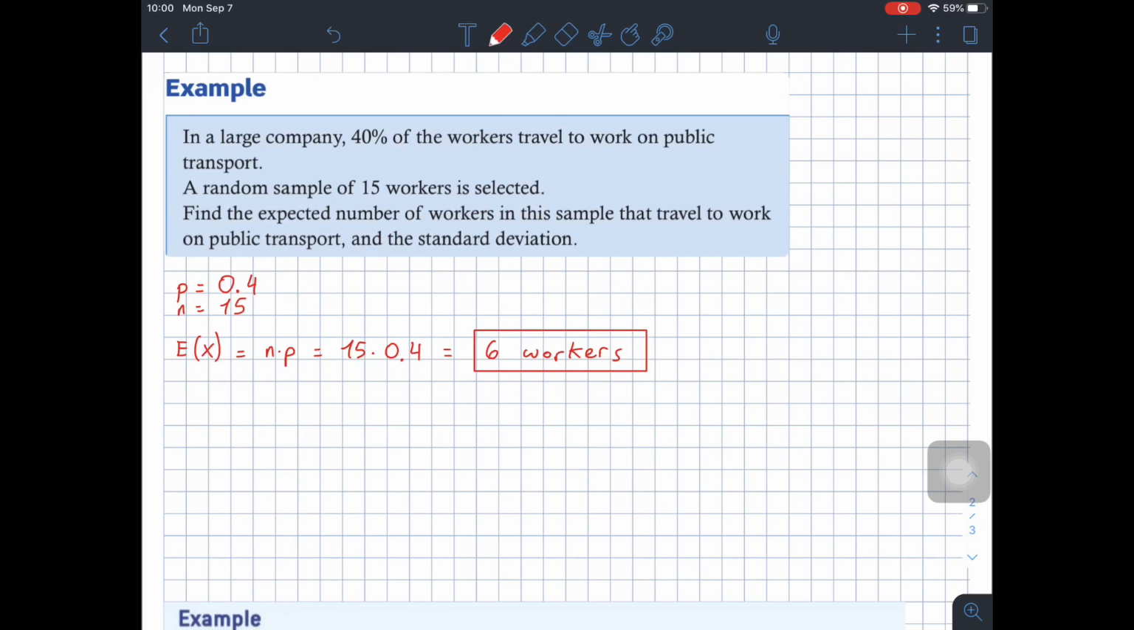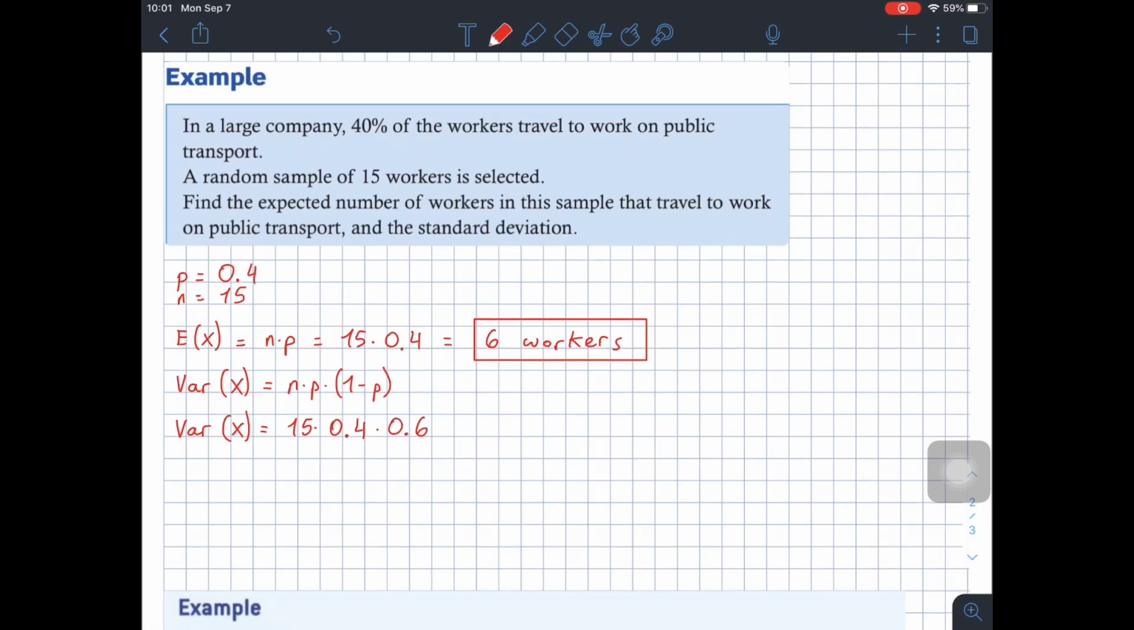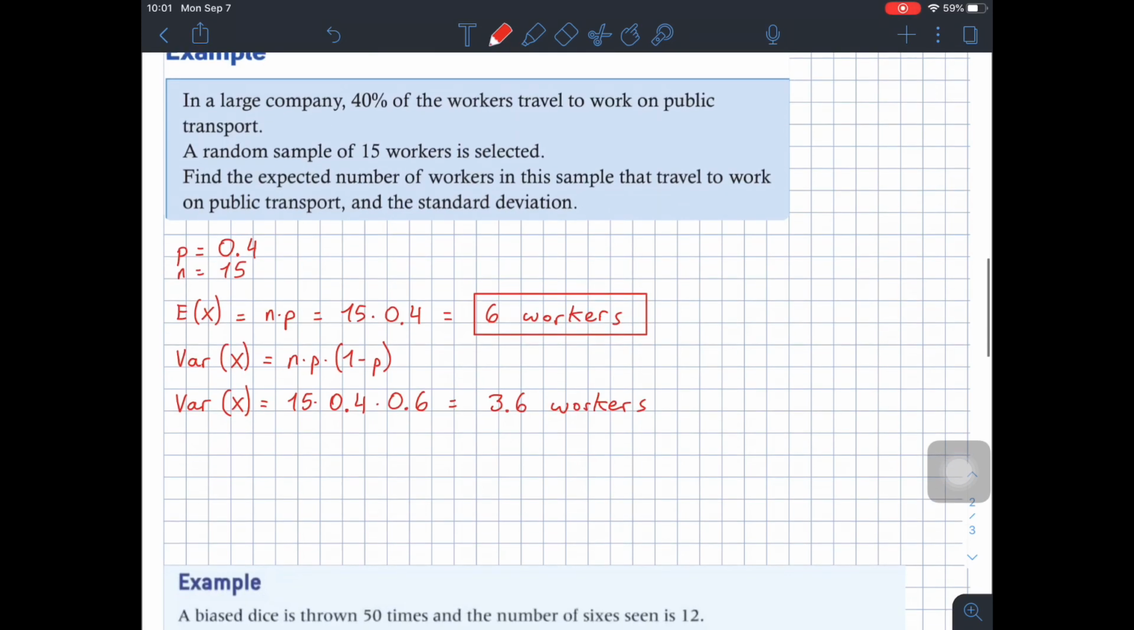And then we want to find the standard deviation. To find the standard deviation, I should first find the variance of this variable, which is found by doing n times p times q, or times 1 minus p, as it is in the formula booklet. So if we calculate this, variance of X: n is 15, probability of success is 0.4, and 1 minus 0.4 is 0.6, so times 0.6. If you calculate all of this, you'll get a result of 3.6. So that's the variance, right?